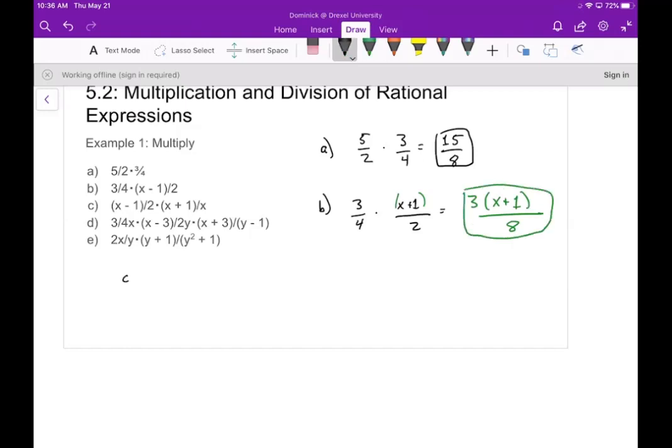Okay, part C, we have x minus 1 over 2 times x plus 1 over x. All right, so again, I see that I have minuses and pluses, so I want to go ahead and put those terms in parentheses. So this is going to become x minus 1 times x plus 1 over 2x.